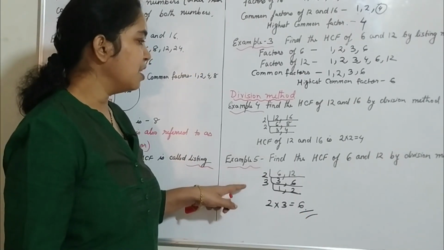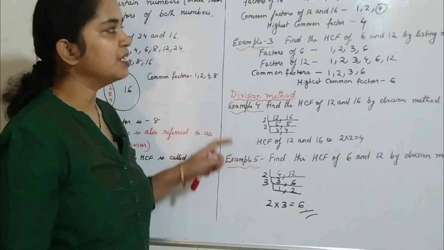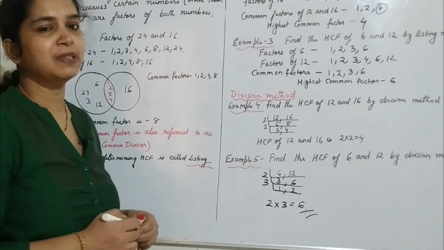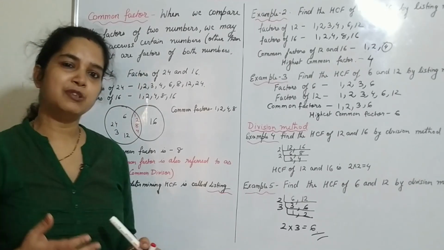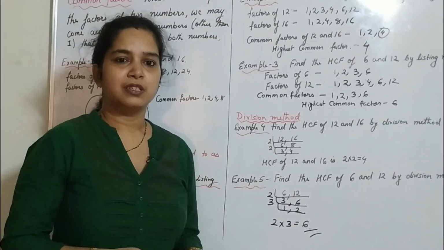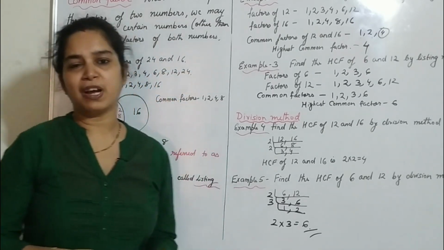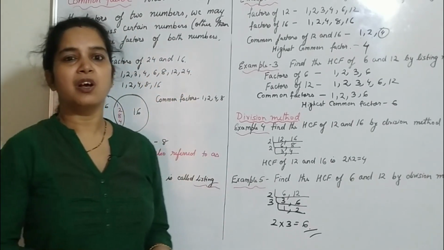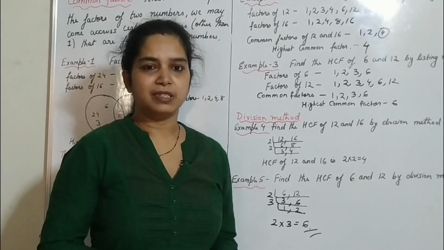If you see, in both methods, the division method and the listing method, the answer is the same. So in this way you are able to find the highest common factor of two numbers. Today we have learned how to find the highest common factor of two given numbers. Thank you.